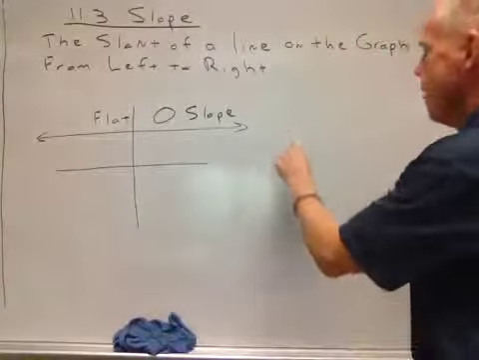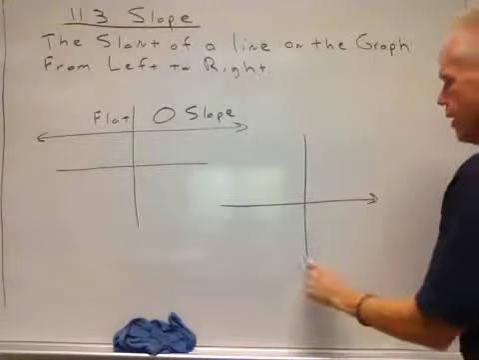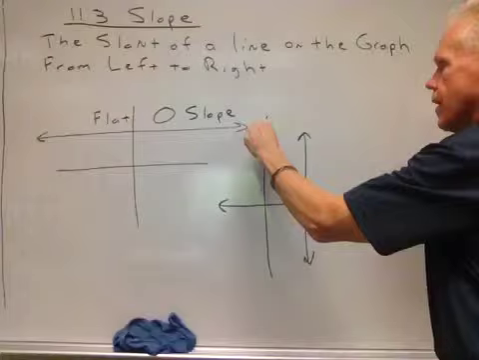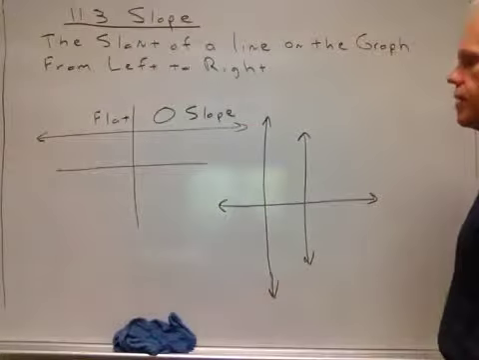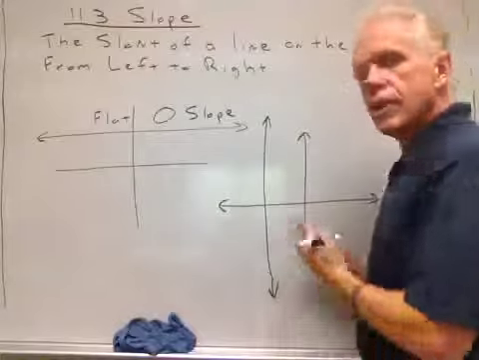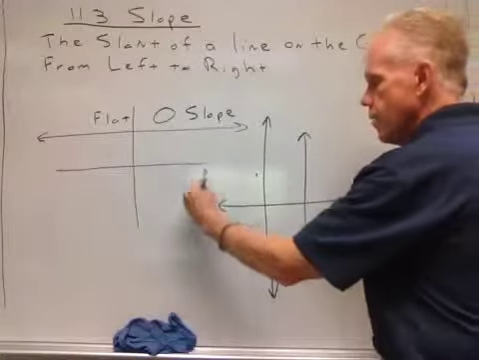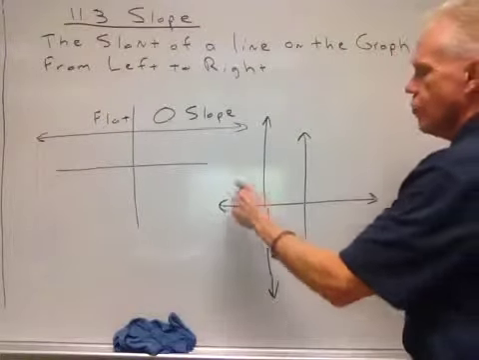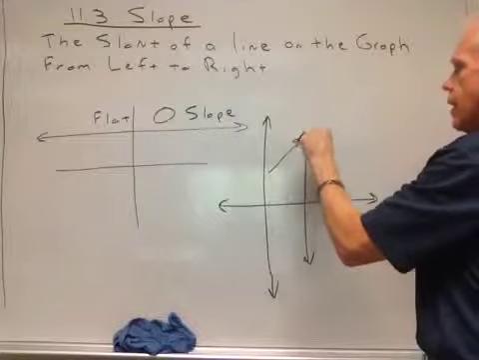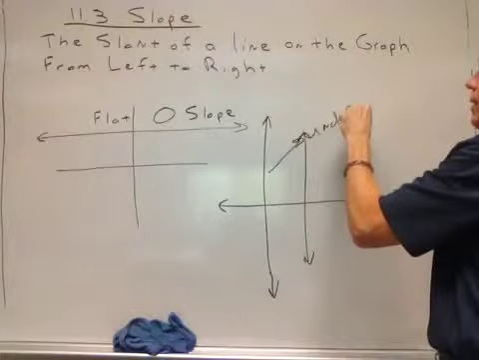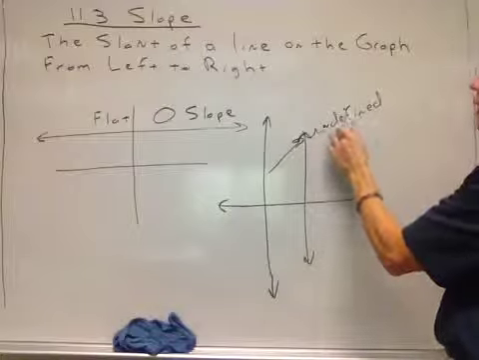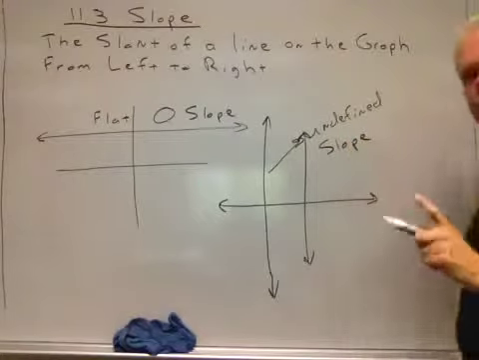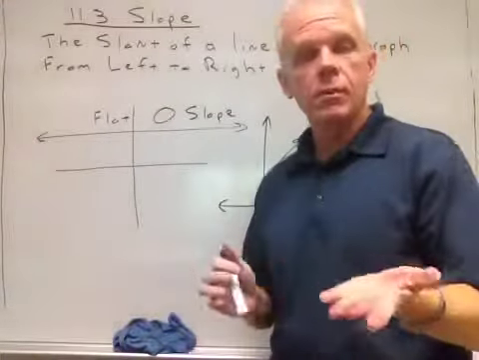And let's do one more. If we have a line on a graph that goes straight up and down, okay? Doesn't slant uphill, doesn't slant downhill, certainly isn't flat, but is just a straight vertical line. This is what we call an undefined, U-N-D-E-F-I-N-E-D, undefined slope.